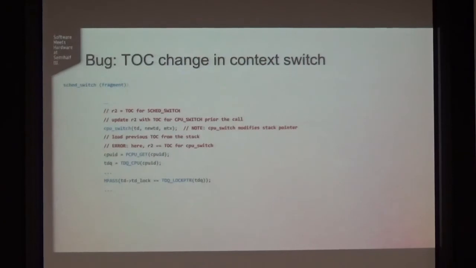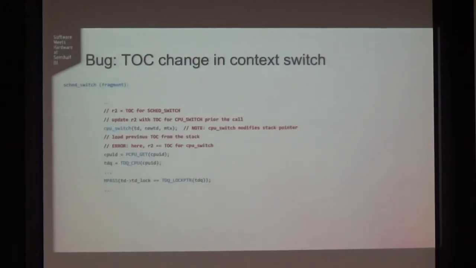This function was not restoring the stack frame correctly. And just when CPU switch returned, the scheduler switch, the parent function, had the R2 register set up to point to a TOC table not for the scheduler switch, but for the CPU switch, which is something different. And this is why it didn't work. The code tried to access TDQ using the wrong value of R2 TOC, and got some random piece of memory which didn't contain a valid TD lock, and this check failed.